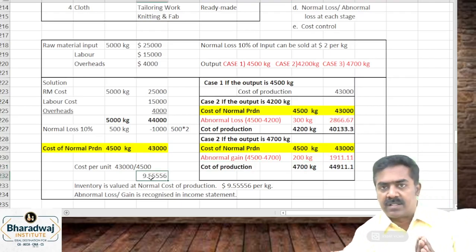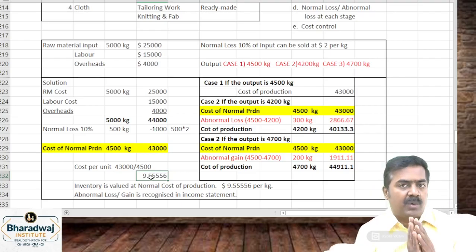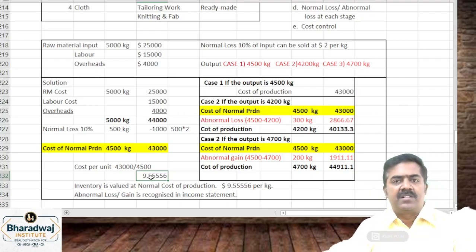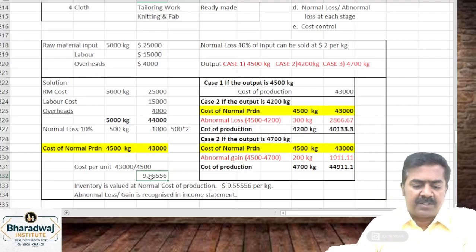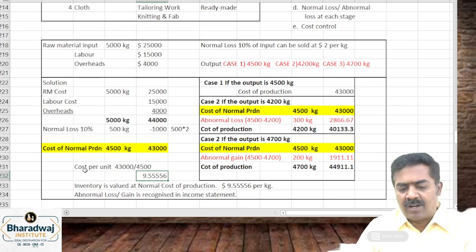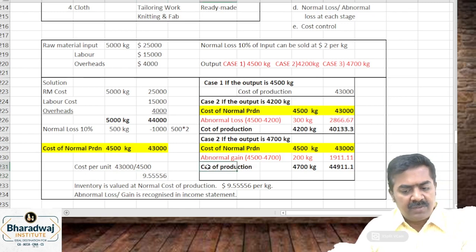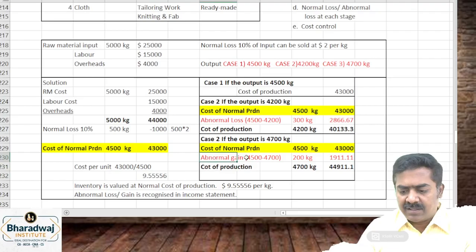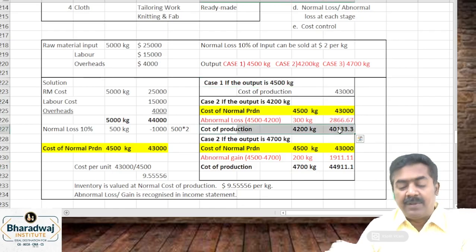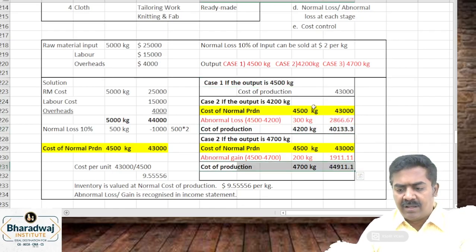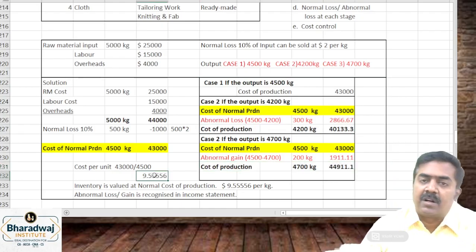From this, you should understand that what is always charged to the customer, or included in inventory, is only the normal production. If there is any abnormal gain or loss, the company will take it as a profit or loss. Whether the production is 4,500 kg, or less or more than that, what is assigned will be 9.556, which is your normal cost of production.